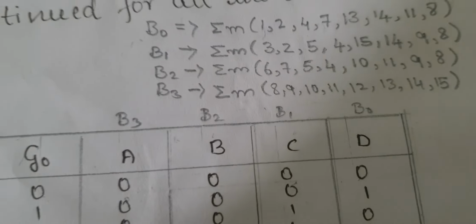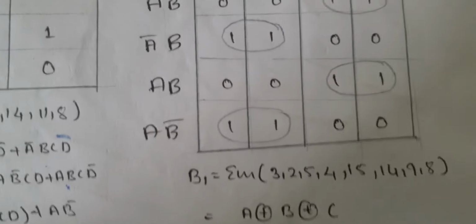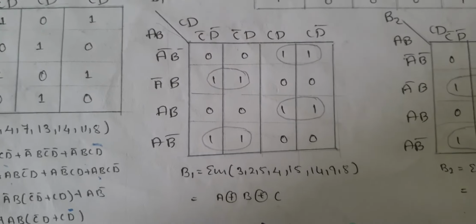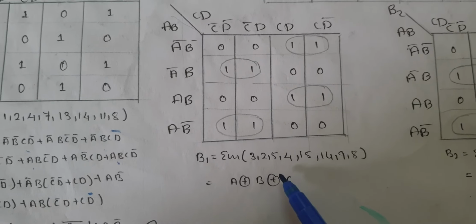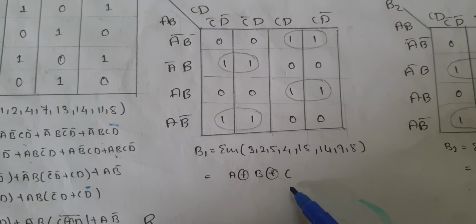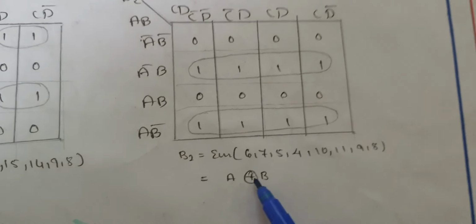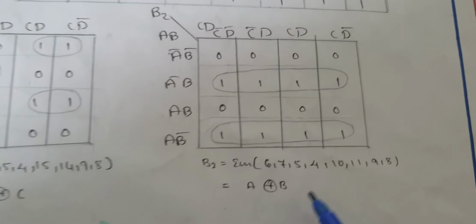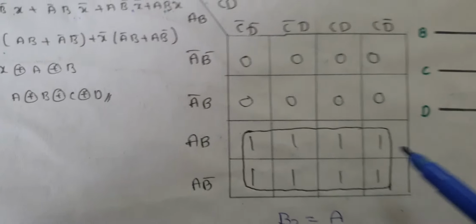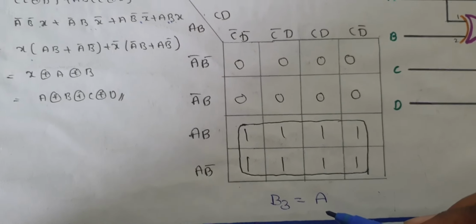Let's go with the element of B1 here. These are the elements which you have for B1. Draw the K-map for your B1 here. If I draw the K-map for B1, I have got the answer A XOR B XOR C. Similarly, I'll draw for B2. I have got A XOR B. I'll draw for B3. From B3 I have got A as my answer.